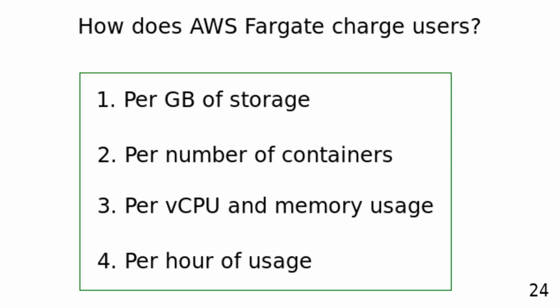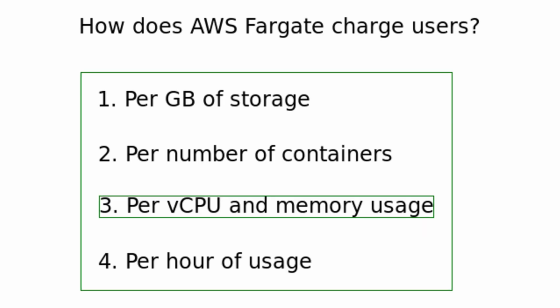How does AWS Fargate charge users? Per GB of storage. Per number of containers. Per vCPU and memory usage. Per hour of usage. AWS Fargate charges are based on the amount of vCPU and memory resources used by the containerized applications.